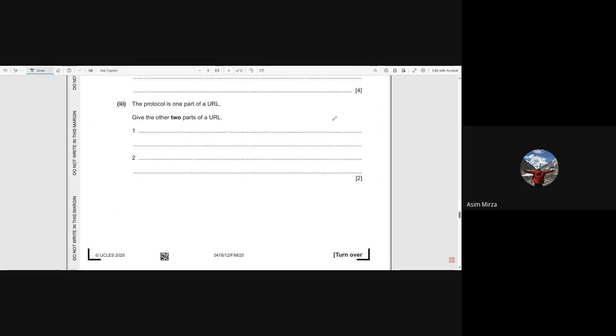Now, the next part of this question is: the protocol is one part of the URL. Give the other two parts of the URL. If you notice, this is very, very easy. Say, for example, the protocol is one part of the URL. Let me write down the full address. HTTPS www.cnn.home.html, for example. So this one is the protocol. We are done with that.